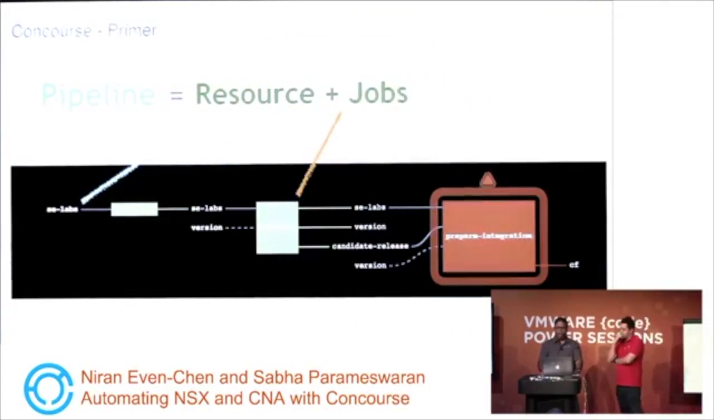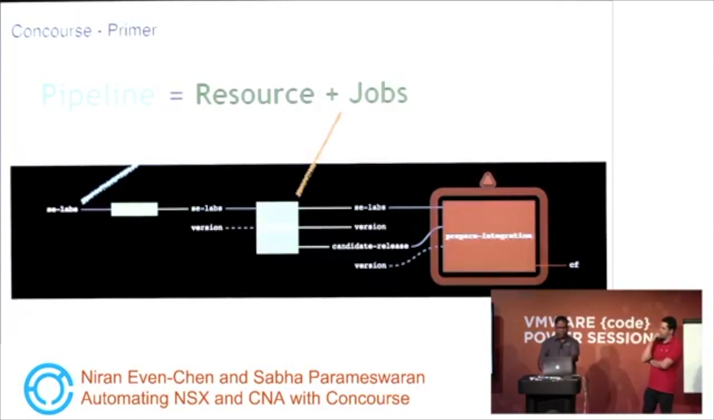So ultimately, the pipeline is composed of resources and jobs. Resources are basically GitHub resources, a URL resource, a file. It can be an S3 resource. So there are a whole bunch of resources out there that are already supported. So you have a get, a put, and check for changes.